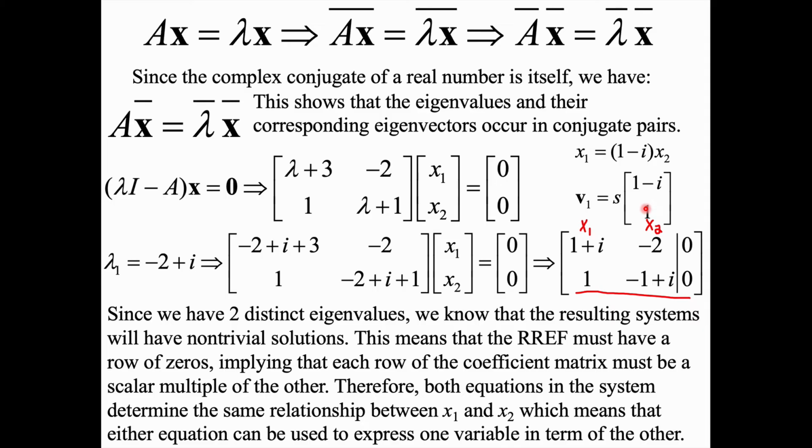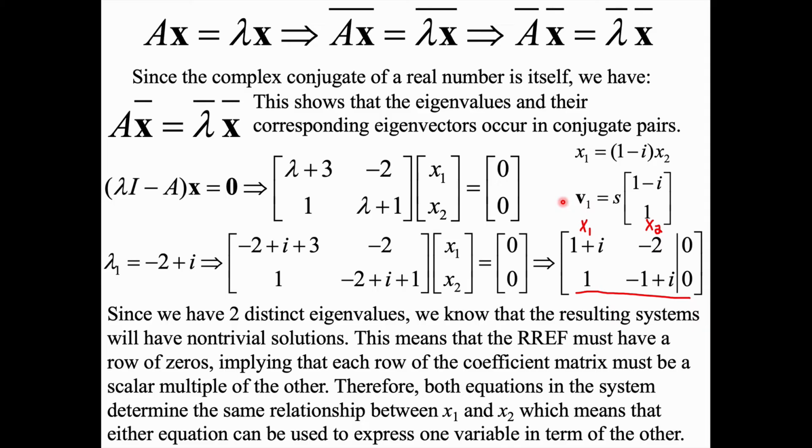So if we let x2 equal, say, the parameter s, then x1 would have to equal 1 minus i times s. Or you could just say the eigenvector family is s times (1 minus i, 1). So we have captured the first eigenvector family for this particular system.